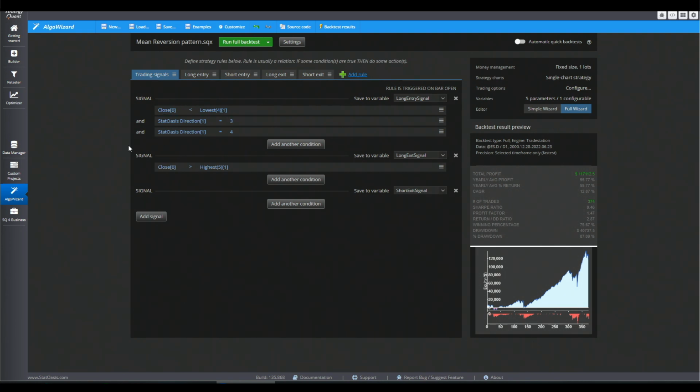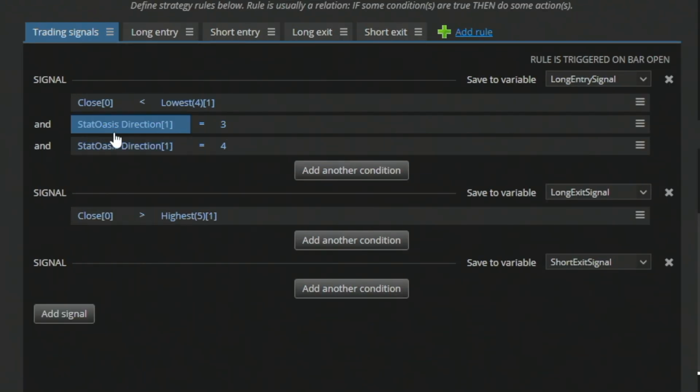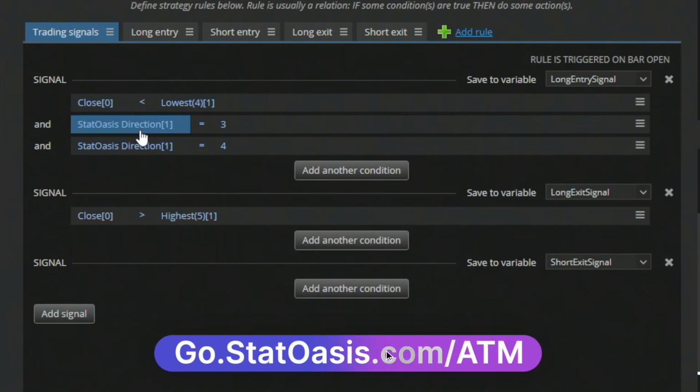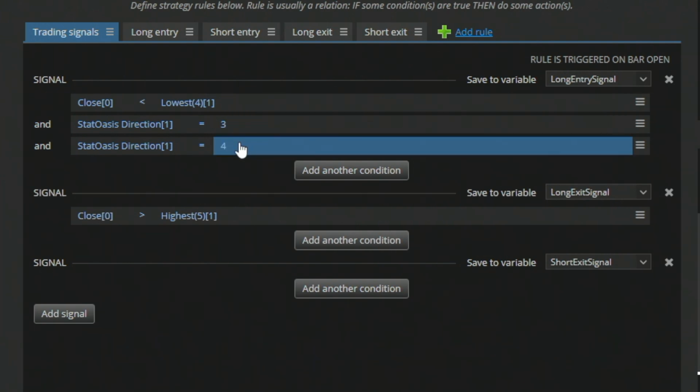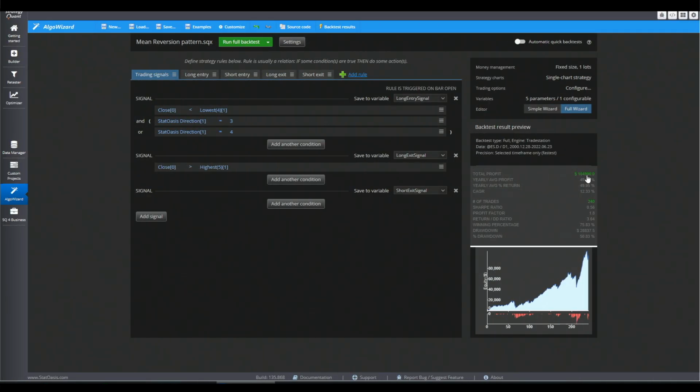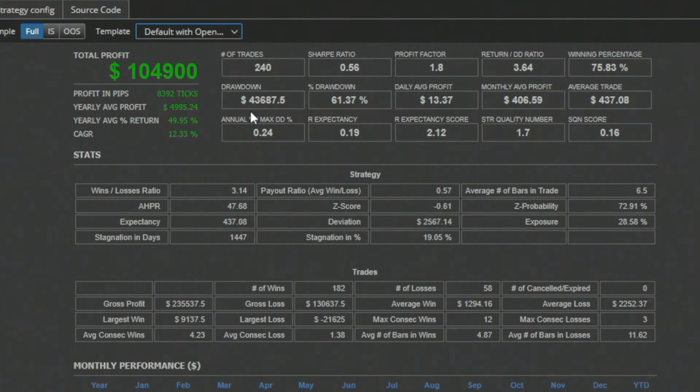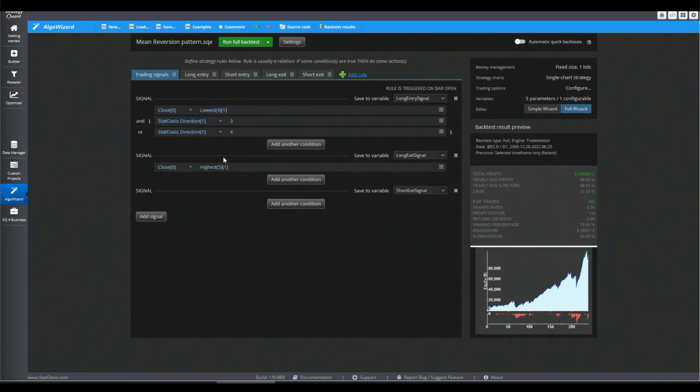So now I just added a filter, which is a direction filter. So the StatOasis direction filter is part of the market regime filters, which are included in the Algo Trading Masterclass. And what I'm trying to do here is filtering out the trend. So 3 is sideways and 4 is a bull market. And if I add these two filters, that means I'm only going to do the trades when I am either in a sideways market or in a bull market. And you can see we make less money, but we have lower drawdown. So we increase our average trade by a lot, 437. We are doing half the trades and we have a lower drawdown just by introducing a simple directional filter.